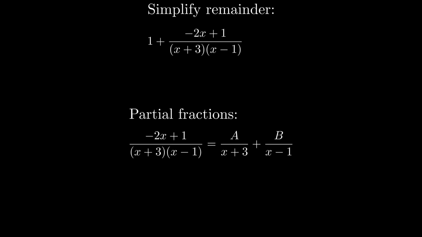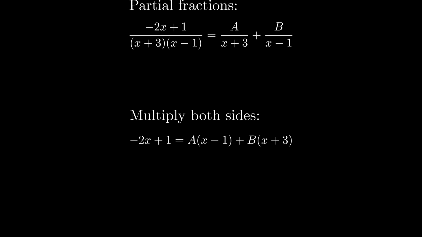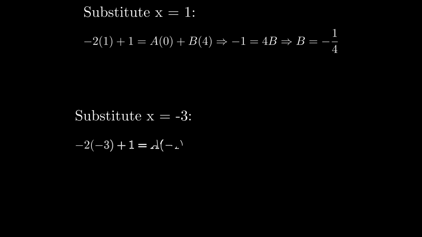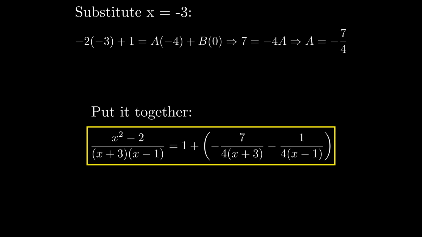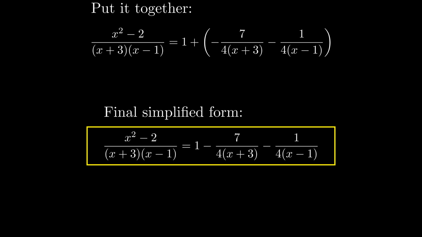Let's split the fraction into 2 simpler fractions. Multiply both sides by the denominator to clear the fractions. Plug in x equals 1. That helps us find b. Now plug in x equals minus 3. That helps us find a. So our final answer is 1 minus 7 over 4 times x plus 3, minus 1 over 4 times x minus 1. That's the simplified version of the partial fraction.